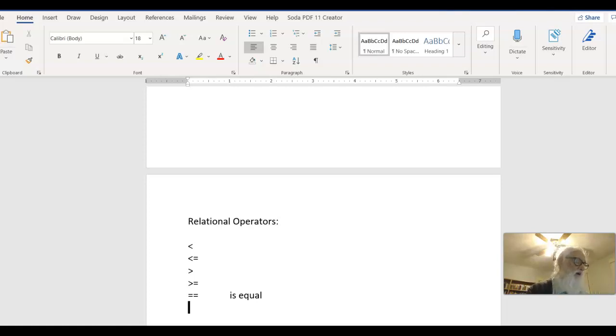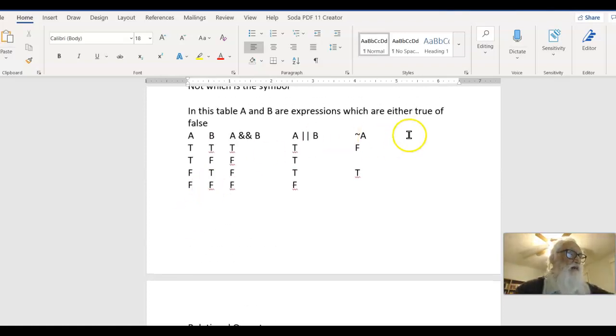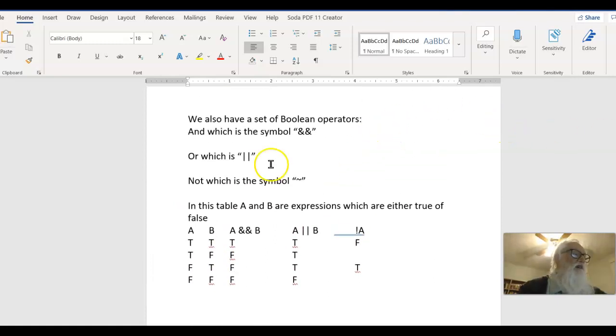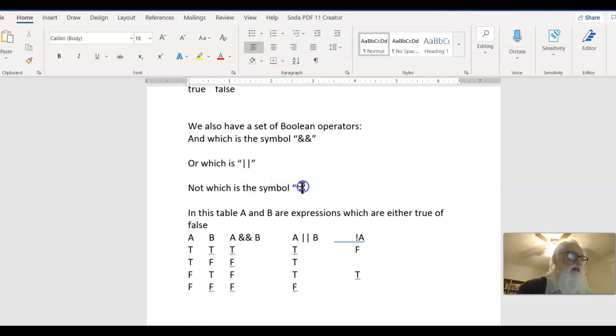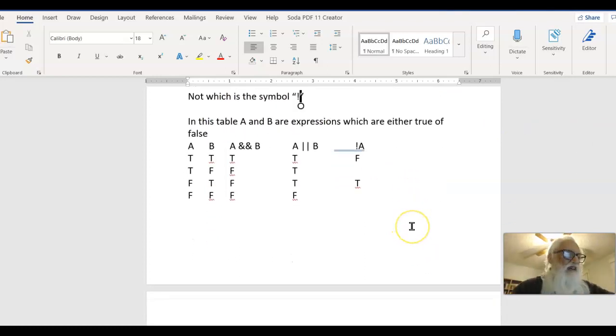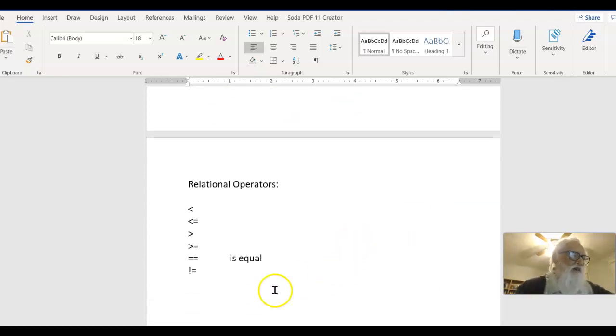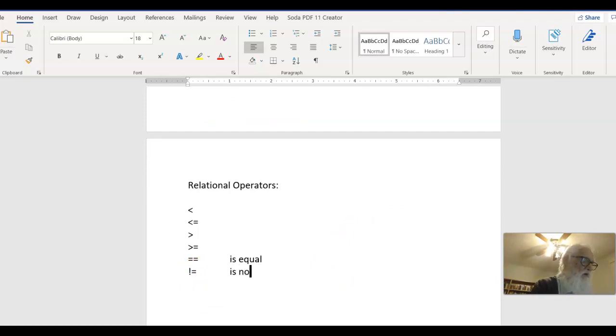Now, not equal. I think I may have made a mistake. Pardon me. This is not tilde. This is not. It's the symbol exclamation point. I keep forgetting which one is which, but that's it. This is not equal. All right, so we have the 6 relational operators.